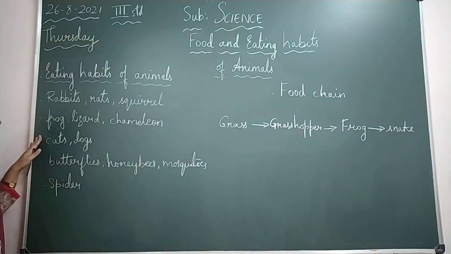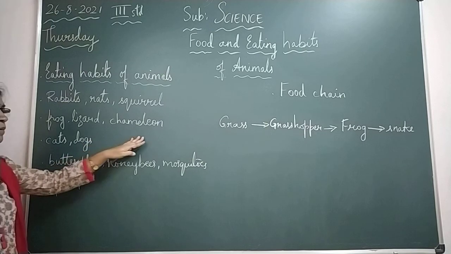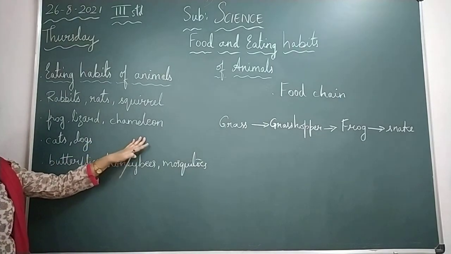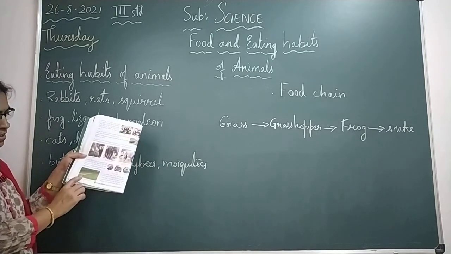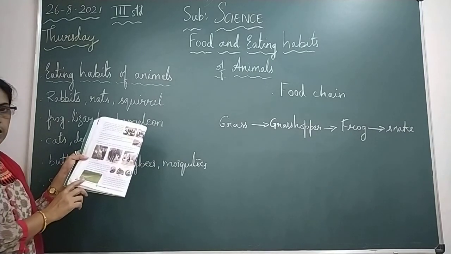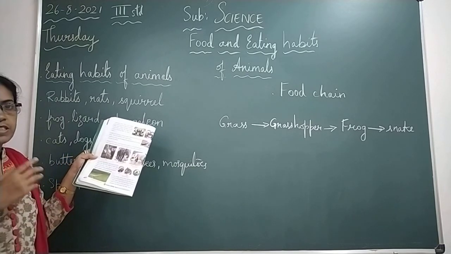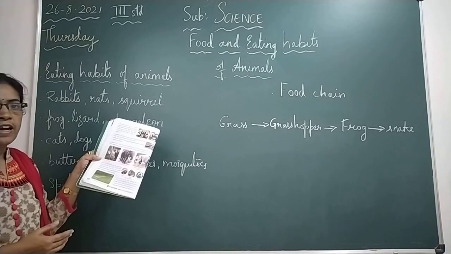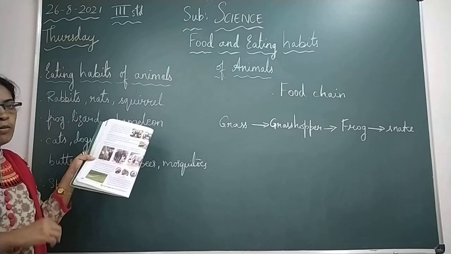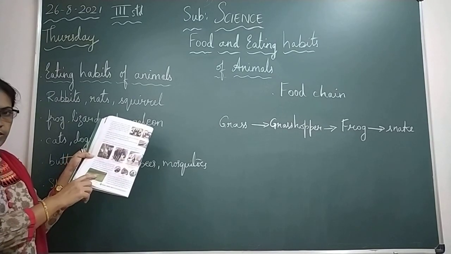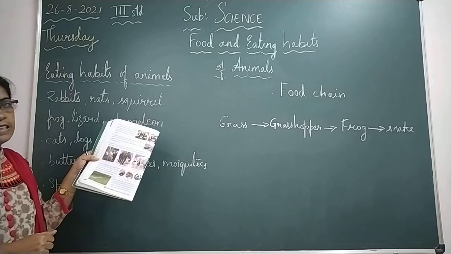Some other animals like frog, lizard, chameleon do not have teeth to chew their food. So what will they do? You can see the picture here. They have a sticky tongue. To catch the insect, it gets stuck on their tongue and it rolls back into their mouth. So like that it will catch its food there, okay, with the help of the sticky tongue.